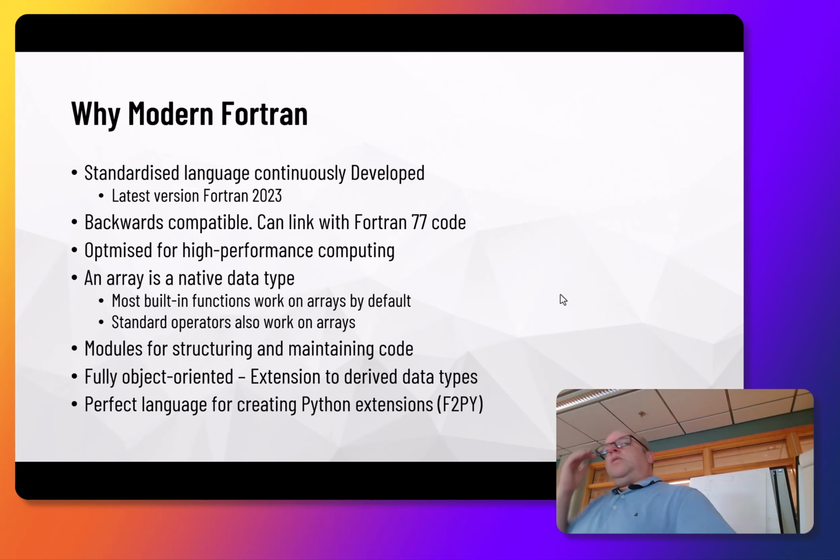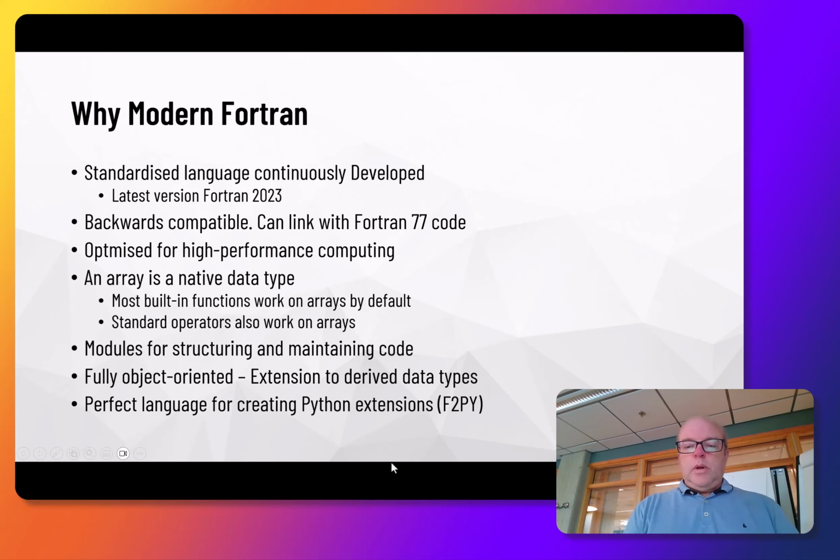Many of the standard operators also work on arrays. Also, the modern part of Fortran has introduced something called modules, very similar to what you have in Python. You have to add a bit more code to define modules, but they are there, and they're a very good tool to structure your code. Also, in the later versions of Fortran, you can write fully object-oriented code as well. That is implemented using an extension to the derived data types, which I will go through today as well.